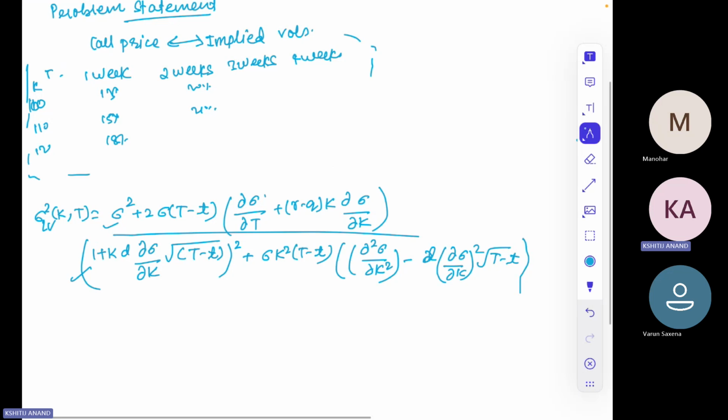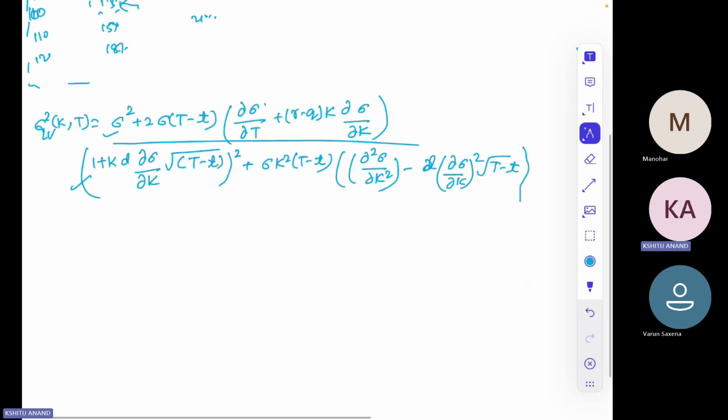Corresponding to each point of the implied volatility, you will have a local volatility. So what we are trying to do is convert the IVS, the implied volatility surface, to a local volatility surface. And why are we doing it? Because once we have the local volatility for each S and T, or each K and T, we will be able to use the finite difference method to find the prices of the call option.